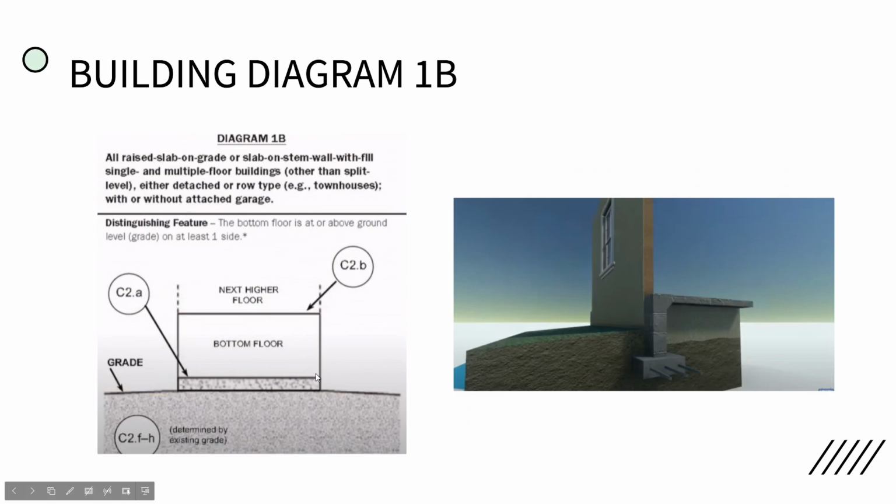On building diagram 1B, which is basically the same except it is a stem wall house. It looks like a slab on grade, but the finished floor is going to be much higher than the grade. They build a stem wall and then fill it in with dirt and then put the foundation down. So on diagram 1B, you have to get the same thing: bottom floor, grade, next higher floor.